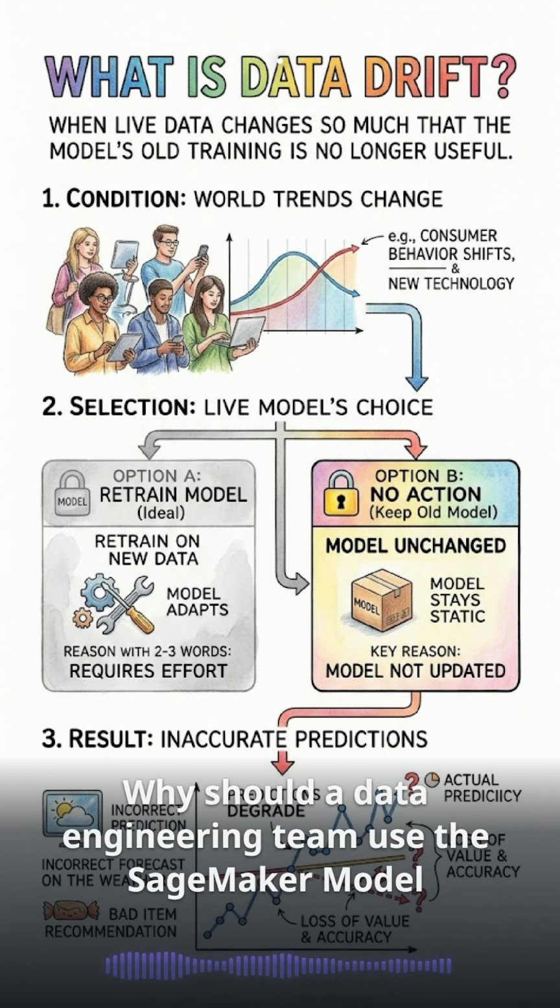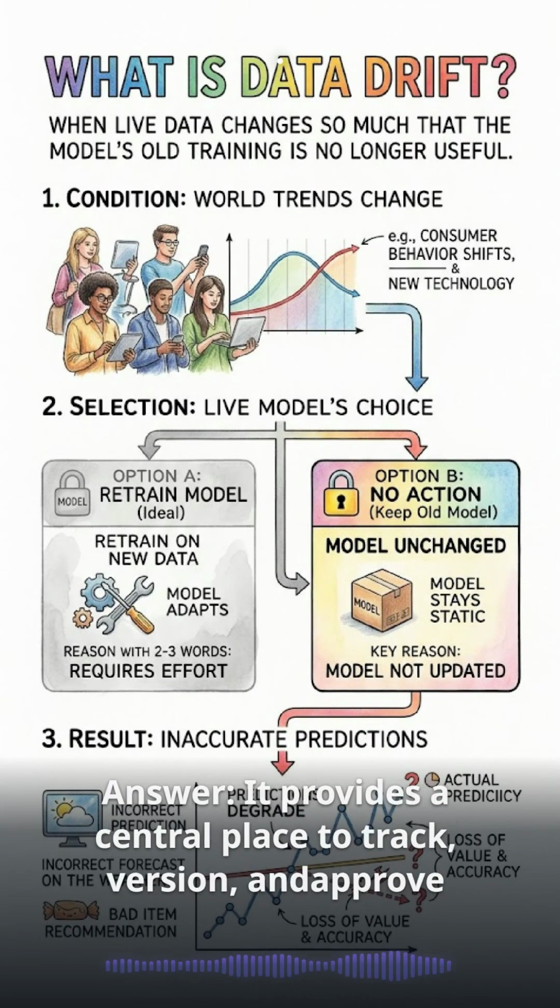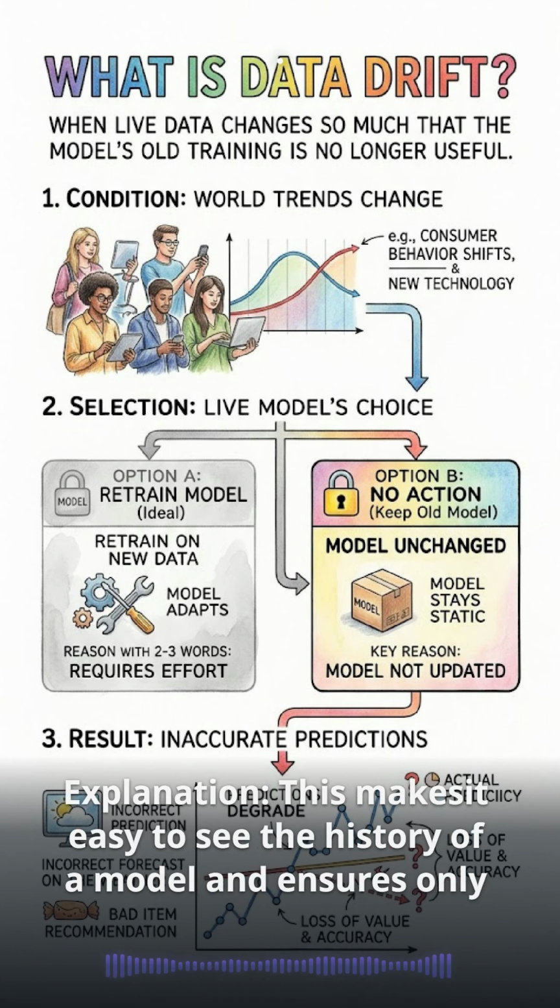80. Why should a data engineering team use the SageMaker model registry for their various model versions? It provides a central place to track, version, and approve models before they are allowed to go into production. This makes it easy to see the history of a model and ensures only the best versions are used by apps.